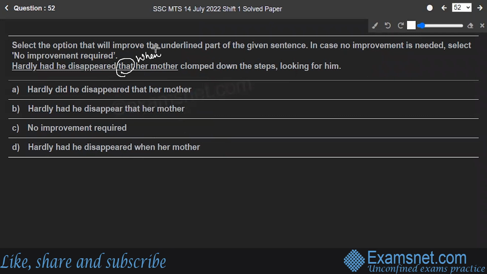In more formal styles, to refer to something happening immediately after something else, we use when. We place hardly in the front position and invert the subject and the verb. So hardly is used at the start of the sentence. It will be hardly had he disappeared when her mother climbed down the steps looking for him. So option D is the correct one, because this is the one which should replace the underlined segment of the sentence. So option D is the correct answer to our question.